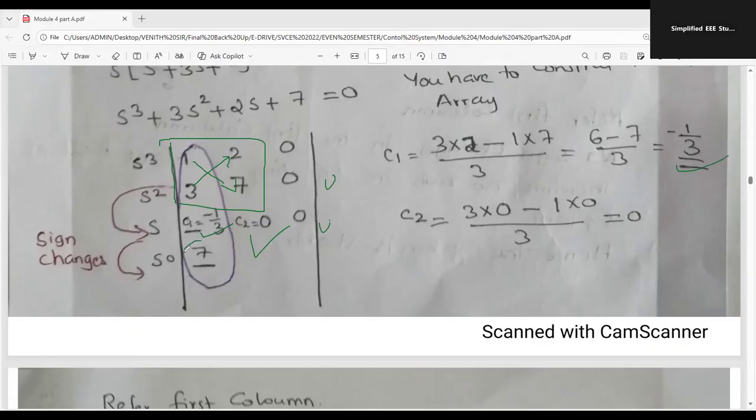Next, what I am going to do is I want to calculate this element also. Corresponding to s to the power 0, I want to calculate it. For that purpose, what I have to do? Very simple. Go through the formation of Routh matrix. You consider previous two rows. These are my previous two rows. So what you can do? C1 into 7 minus C2 into 3, divided by minus 1 by 3. So if you compute, I should get the value of coefficient corresponding to s to the power 0, that is equal to 7. Okay, so I think it's clear to everybody.